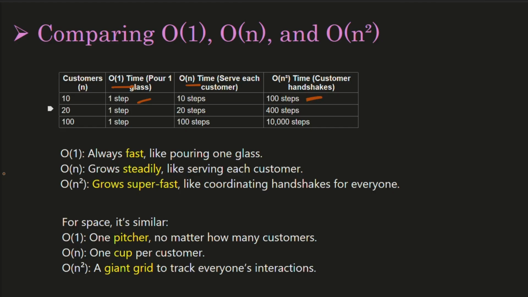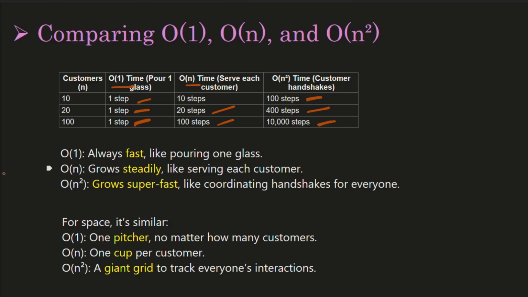Customers, n equals 20. O of 1 time, pour 1 glass, 1 step. O of n time, serve each customer, 20 steps. O of n squared time, customer handshakes, 400 steps. Customers, n equals 100. O of 1 time, pour 1 glass, 1 step. O of n time, serve each customer, 100 steps. O of n squared time, customer handshakes, 10,000 steps.